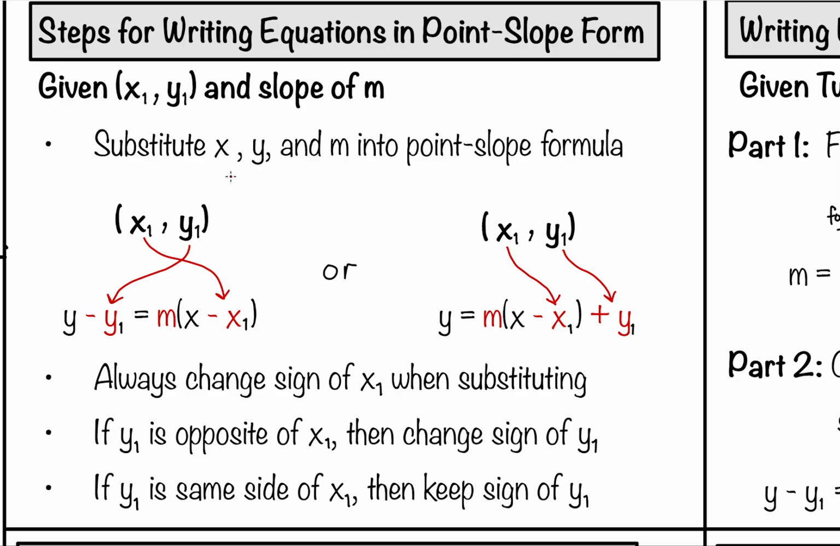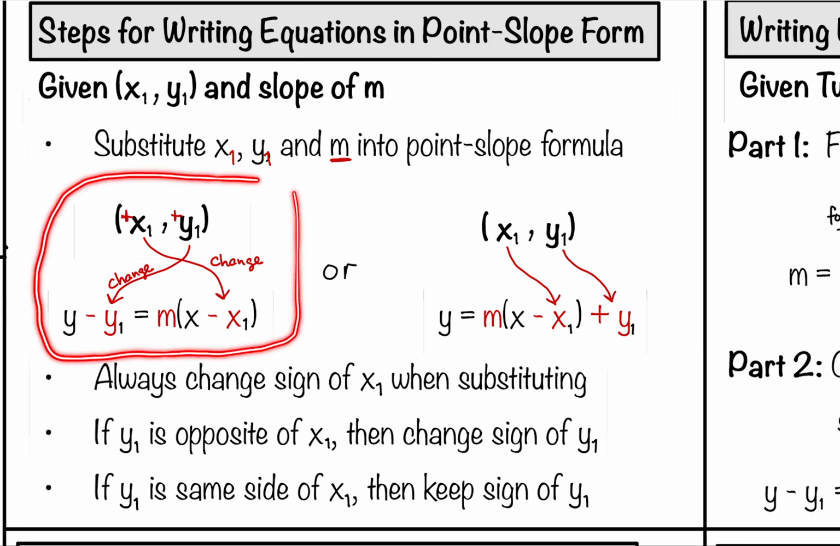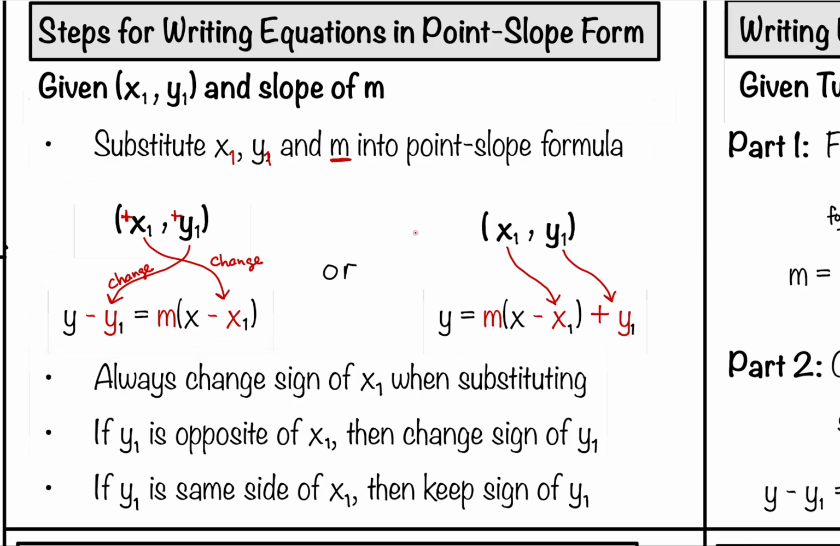Whenever you have the point, like x1, y1, and slope, you're going to substitute it into the point-slope formula. And when you do that, you're always going to change the signs of your x1 and y1. So if they are positive, when you push it into the equation, you flip the sign. You make it minus x1. So if it's plus x1, you make it minus x1. If it's plus y1, you make it minus y1. Okay, and this is the general form that we are going to be using. We're not going to use the form on the right because later we're going to rewrite the equations.